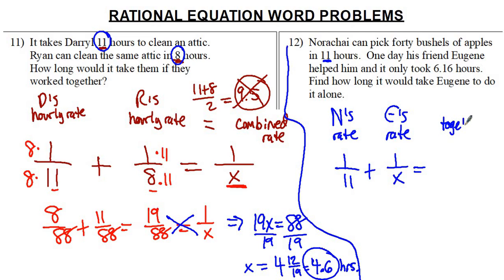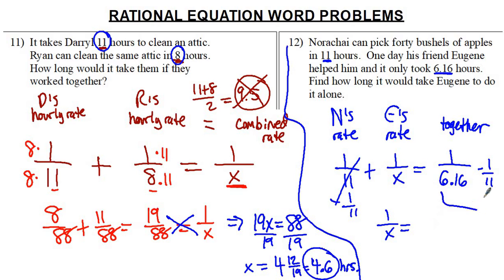Their rate together, though, we know that they get 1 over 6.16 of the job done every hour, because it takes them that many hours total. So now what would we do with this? Well, we could solve for x by subtracting 1/11th from both sides. That goes away. We'll have 1 over x equals, and I'm going to get a calculator right now, because this is something you'd want to do with a calculator. You can't easily do 1 over 6.16 without a calculator.